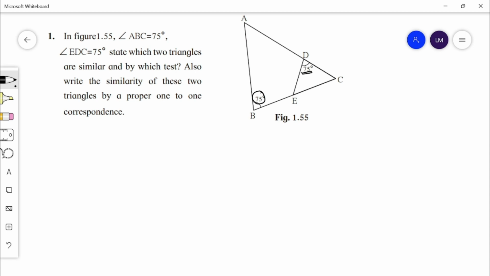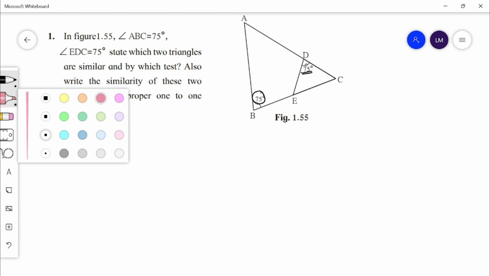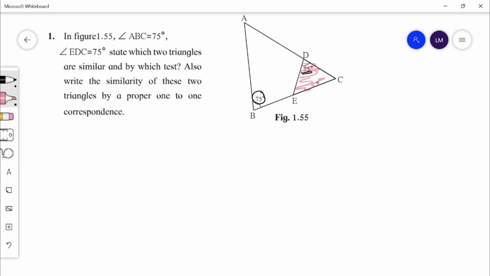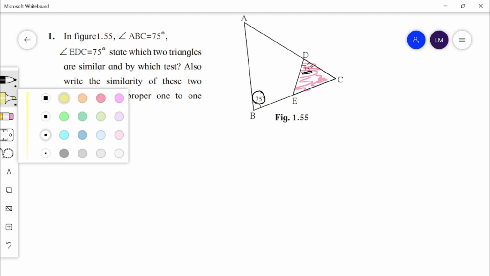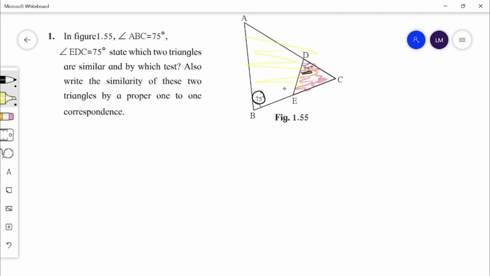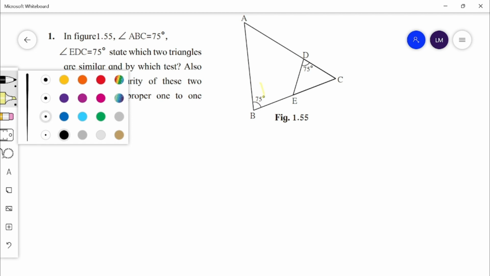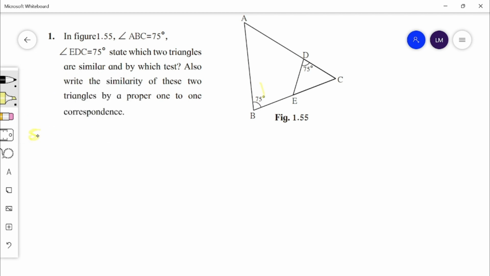So students, first of all, we have to take the triangles. The first smaller triangle we will take is this part, and then the bigger triangle, which means this full part. Now students, keep it in mind, every time your triangle name should be in proper correspondence.